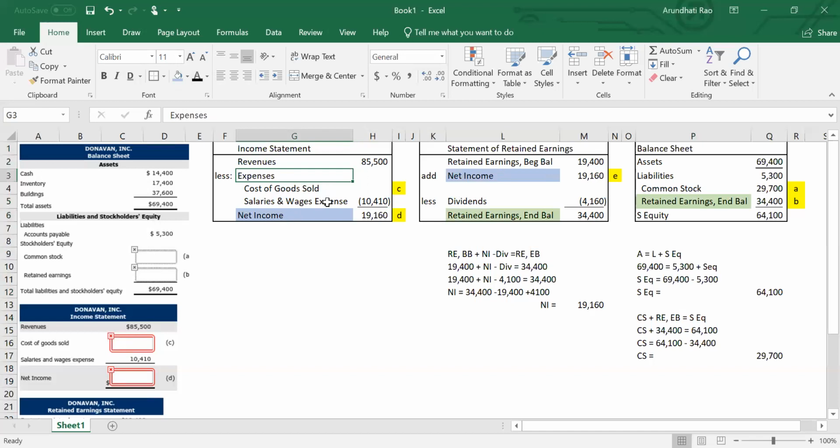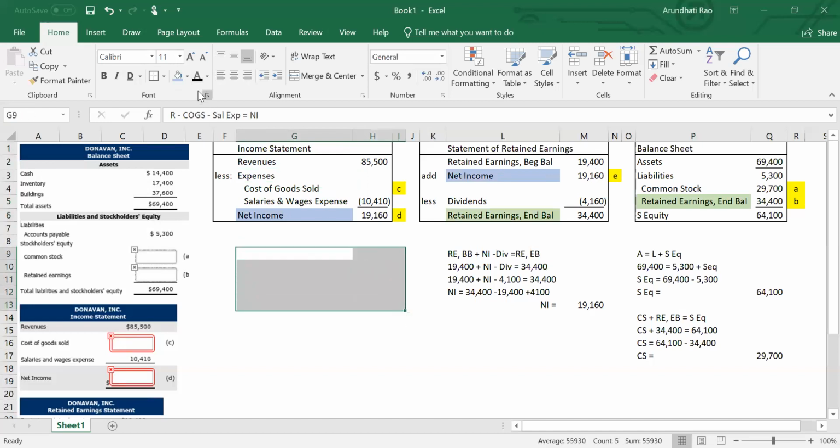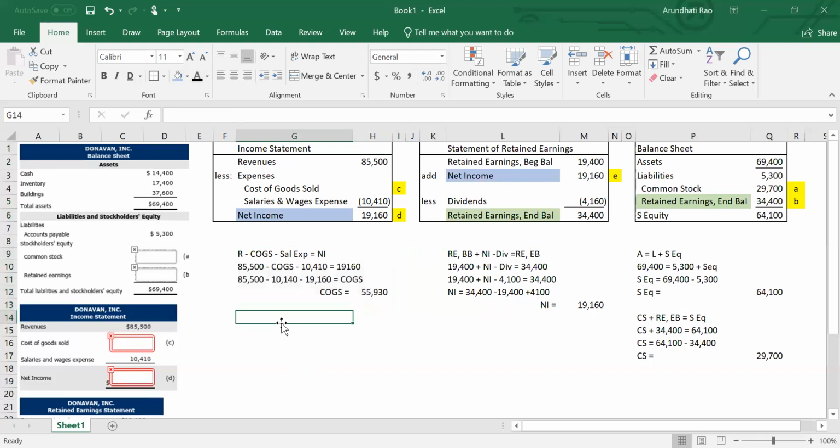Now, there are two expenses. I know one of the two. I don't know this last one, this last missing number over here. Once again, set it up as an equation. The easiest way to work through this. So I'll say revenues minus expenses, which is cost of goods sold minus salaries expense, gives me net income. I know 3 out of the 4 numbers, so I can solve for the one unknown. Cost of goods sold is 55,930. So always keep in mind, these statements are interrelated.